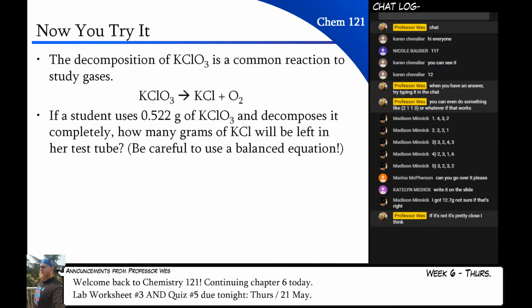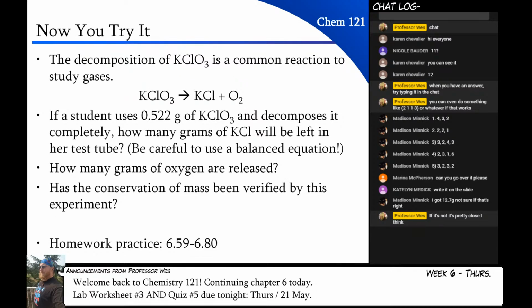All right, so these are my last few problems that I have here for you. What I want you to do is to do this problem with this equation. Note that the equation is not balanced. You got to balance the equation first before you do anything, so do that first. And if you use 0.522 grams of KClO3 and decompose it, how much KCl is left in the tube? How much oxygen is available if you do the same experiment? And then finally, has the conservation of mass been verified?